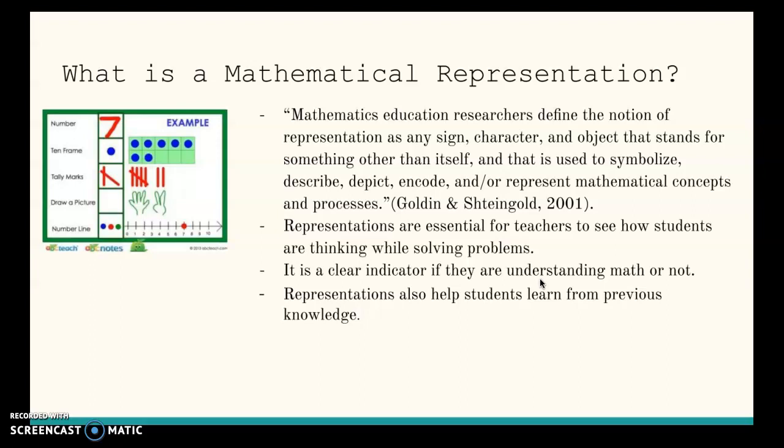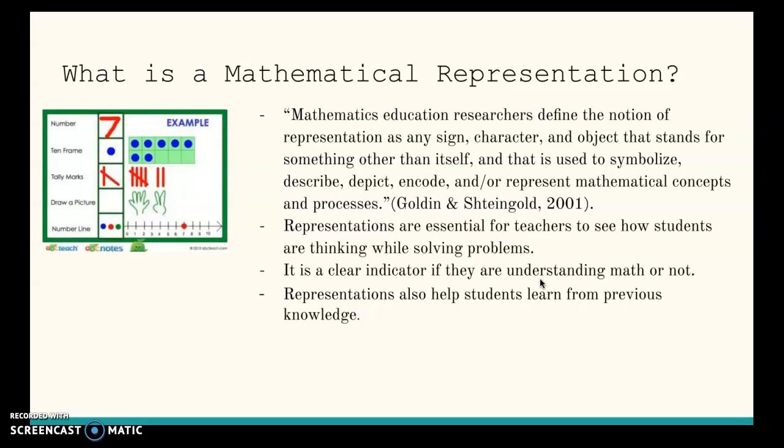What is the purpose of the mathematical representation? Well, representations are a clear indicator to see if a child is understanding the concept that is being taught. It also can show a student's prior knowledge of math to see their representation being used, like base 10 blocks or counter chips for adding and subtracting with negative numbers.